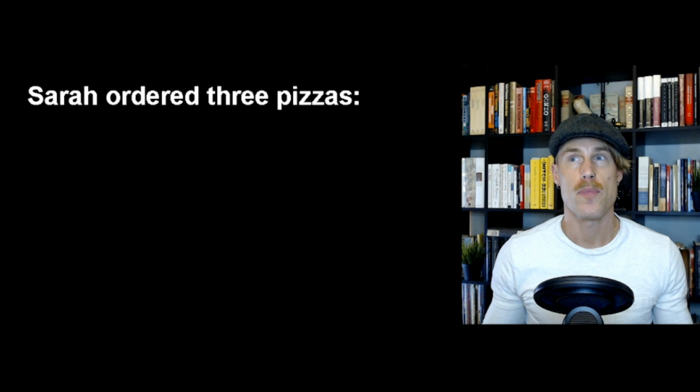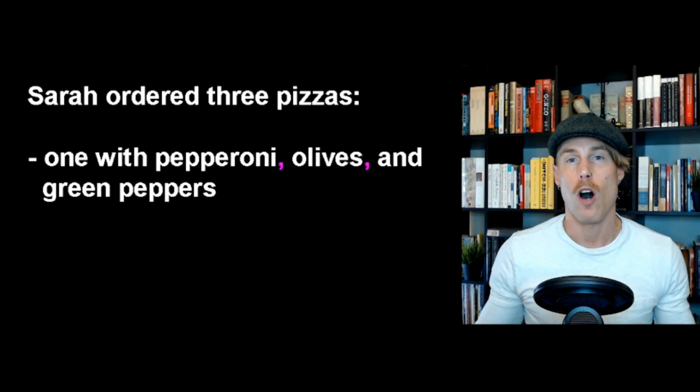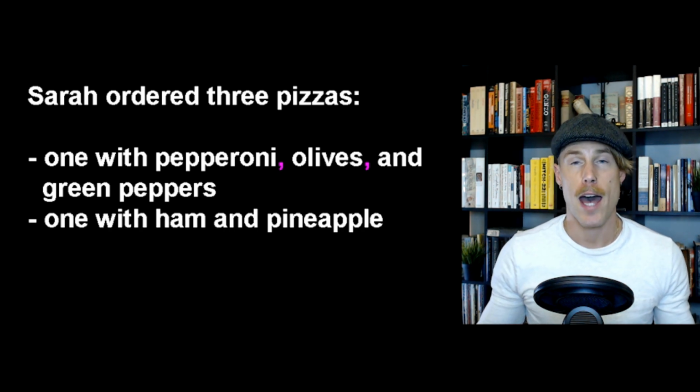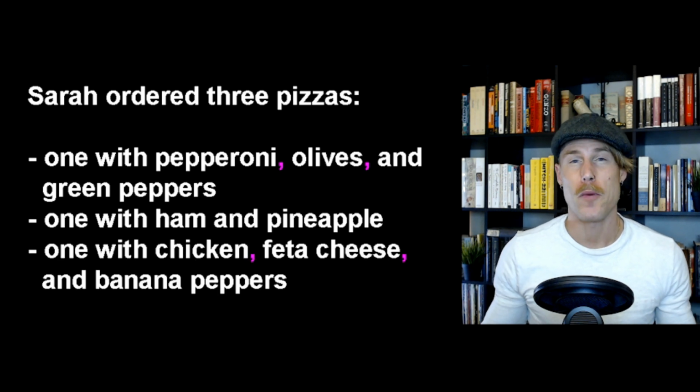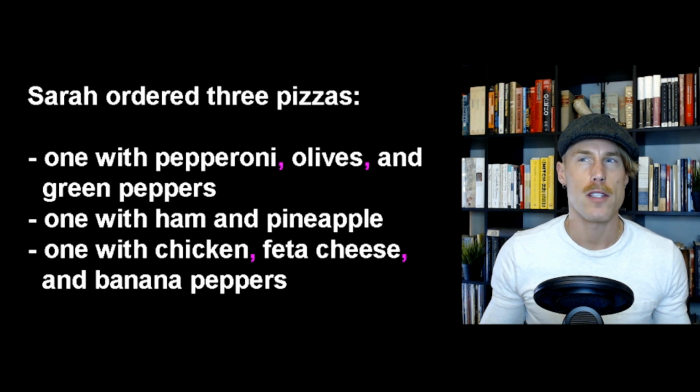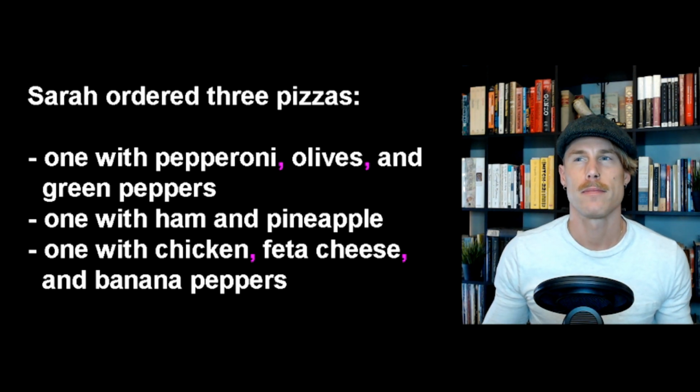Sarah ordered 3 pizzas, 1 with pepperoni, olives, and green peppers, 1 with ham and pineapple. I don't know why. Ham and pineapple is disgusting. And 1 with chicken, feta cheese, and banana peppers. Which one would you choose? I think I would choose the first one. Pepperoni, olives, and green peppers. Yeah. All of them are good.